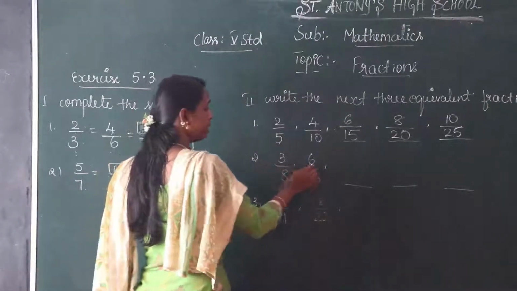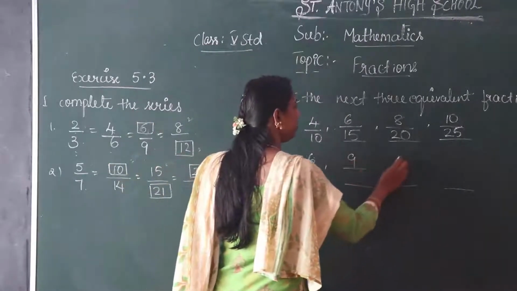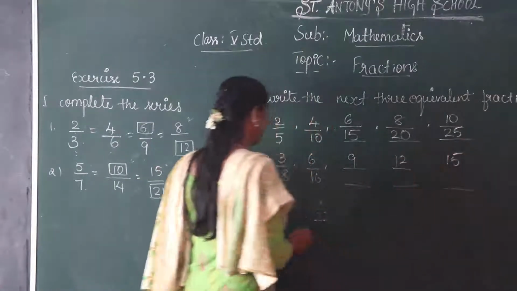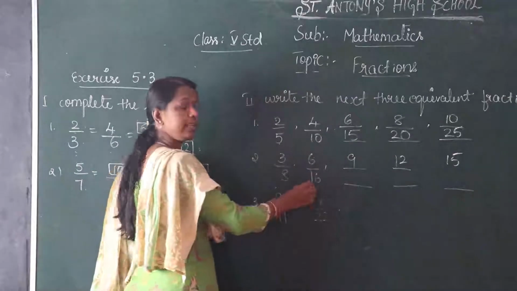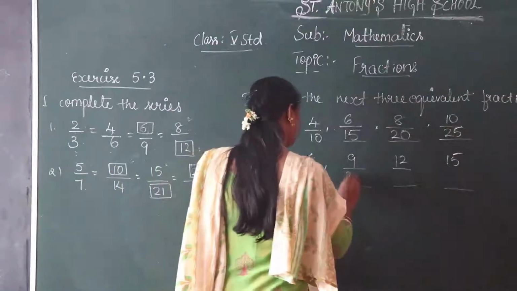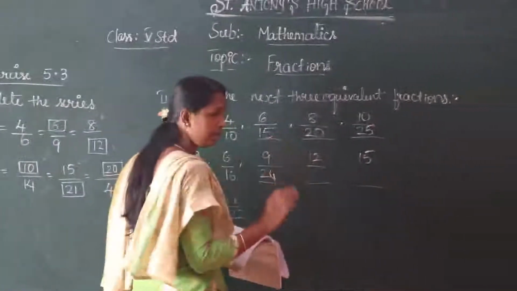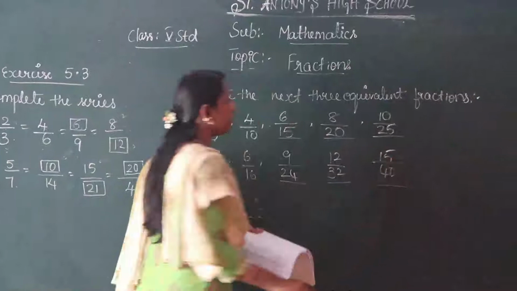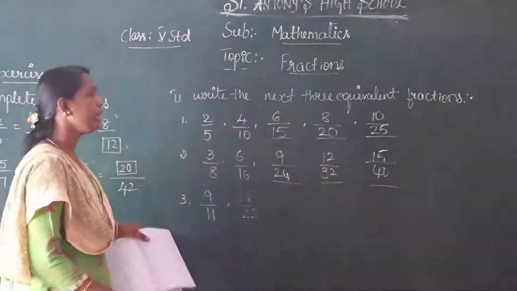So next 3 by 8, 6 by 16. So 3 ones are 3, 3 2's are 6, 3 3's are 9, 3 4's are how much? 12, 3 5's are 15. And then 8 ones are 8, 8 2's are 16, 8 3's are how much here? 8 3's are 24 and then 8 4's are 32, 8 5's are 40. So this is an equivalent fraction.